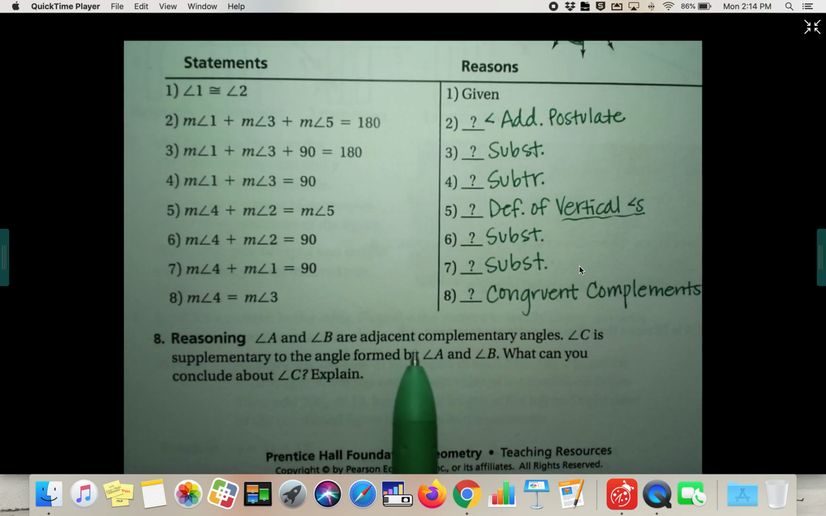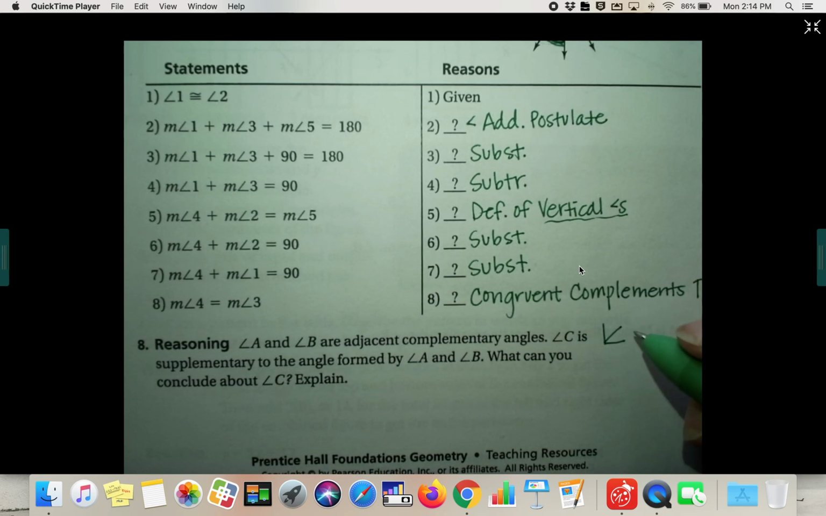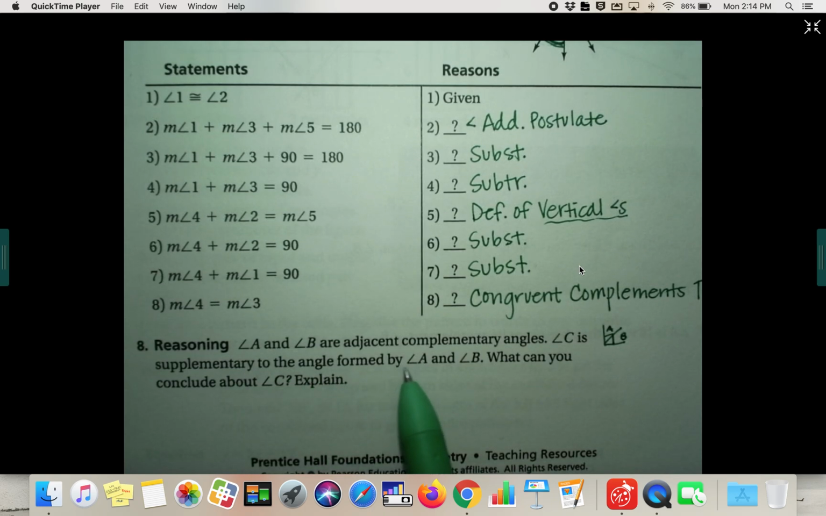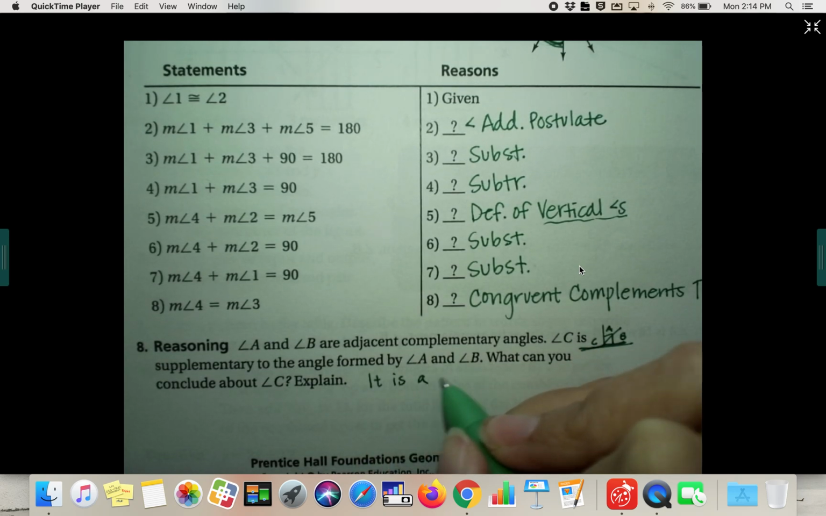Angle A and angle B are adjacent complementary. Adjacent, remember, means right next to each other, so it would be like this. They add up to 90 and they're right next to each other. Angle C is supplementary to the angle formed by A and B. So angle C would be right here. And it is supplementary. Think about what that means. They add up to 180. What can you conclude about angle C? I hope that when you drew this picture, it helped you see that angle C would also be a 90-degree angle. So it is a right angle.